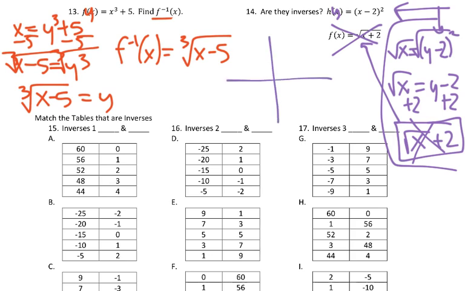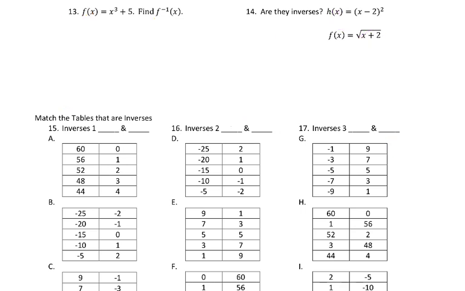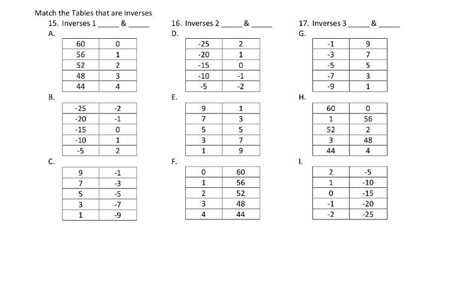Or we could just graph them and realize that they end up not being reflected over that y equals x. Okay? Now, 15, 16, and 17, you're just looking for pairs of inverses, okay, using tables. So once again, are the x and y's swapped? They can be in reverse order, but they have to be swapped.